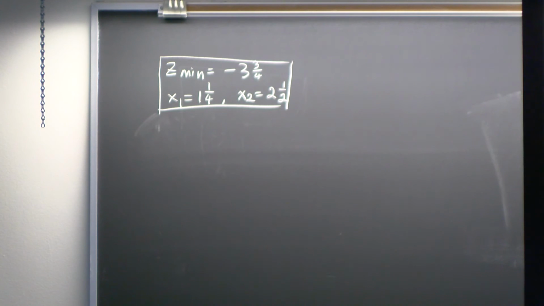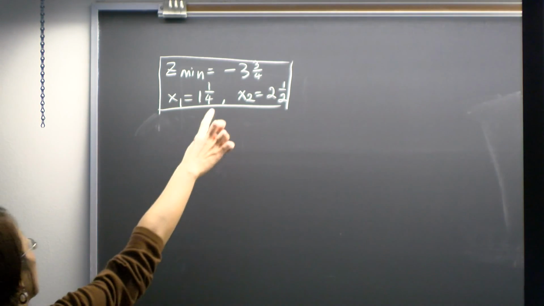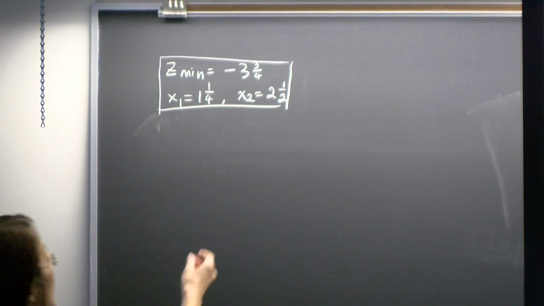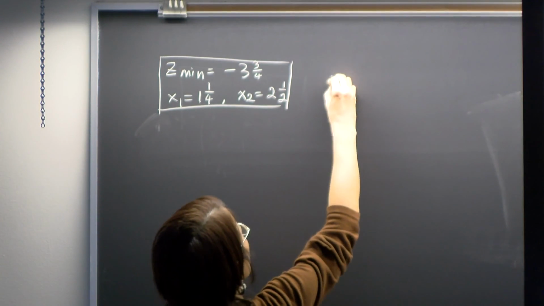Okay, before we move on, let's look at it and see if we can find any bounds on the solution. This is telling me that if I solve the original problem neglecting the integral constraint, I get a minimum at -3 and 3 over 4. What does it say about the actual minimum?